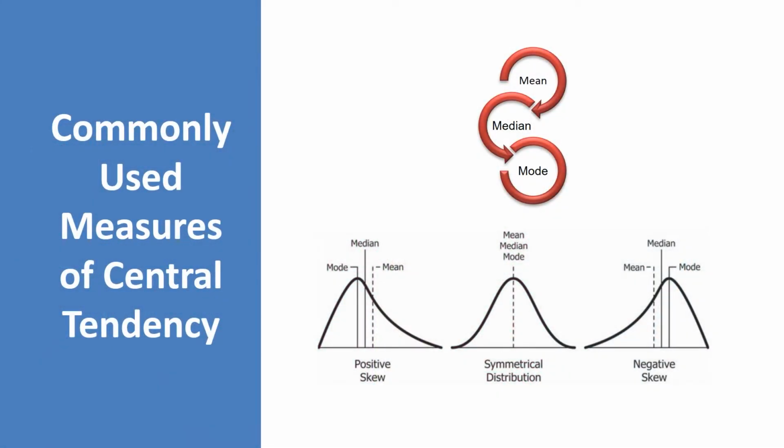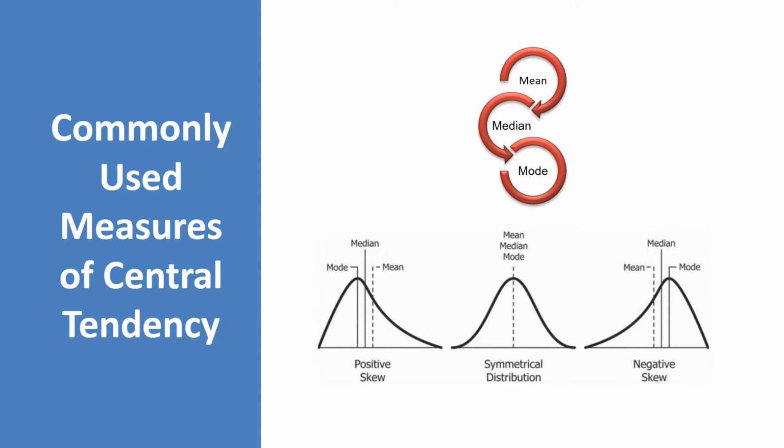Let us go forward. So far as the commonly used measures of central tendency are concerned, we can use three statistics: mean, median and mode. These three statistics come under the measures of central tendency, and we have already discussed where to use mean, where to use median and where to use mode. Mean is used in the interval scale, median is used in the ordinal scale and mode is used in the nominal scale.